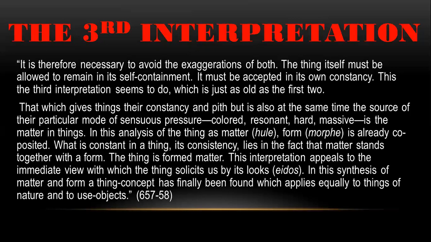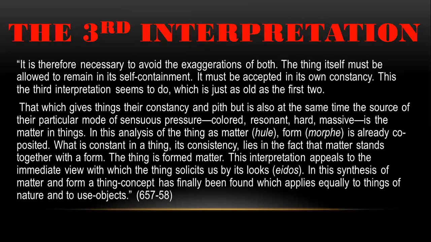What is constant in a thing, its consistency, lies in the fact that matter stands together with a form. The thing is formed matter. This interpretation appeals to the immediate view with which the thing solicits us by its looks, eidos. In this synthesis of matter and form, a thing concept has finally been found which applies equally to things of nature and to use objects. So even a clump of dirt has matter and form, right? It's made of dirt and it has form. In this case, we're just talking about shape.